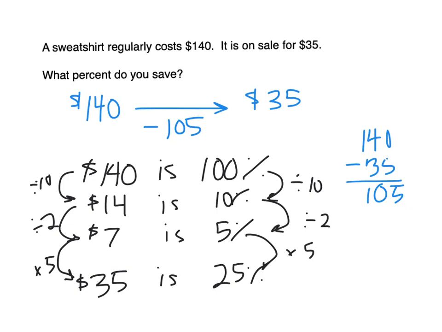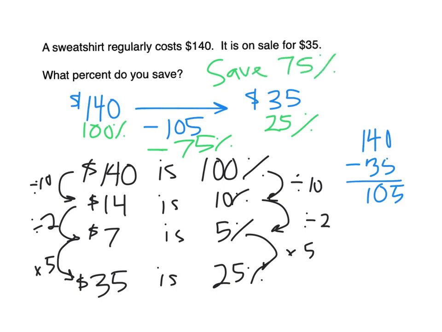So that's not our answer though. When we look back up here, 140 is 100%, and we just figured out that 35 is 25%, and it wants how much do we save. So we have to think about how much this changed. It went from 100% to 25%. So it went down 75%. So I'm saving 75%. Because I'm saving $105, and that's what that is as a percent.